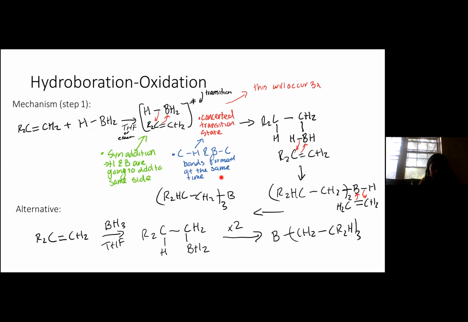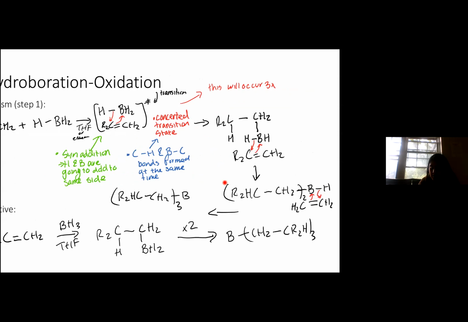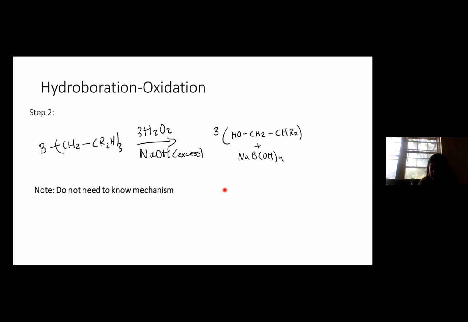that was the first step. So this is the mechanism for the first step. This is the product of our first step right here. So now we take that product and look at the second step. This is the product of the first step. Again, for the second step, you don't have to know the mechanism. All you have to know is that the second step involves H2O2 and NaOH.